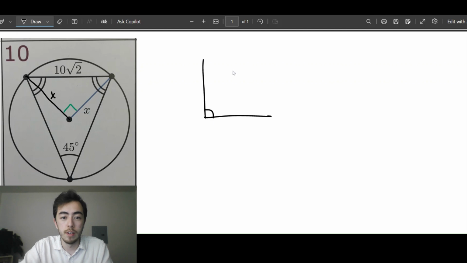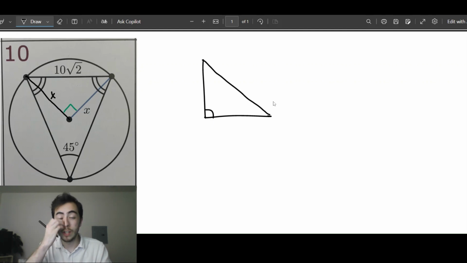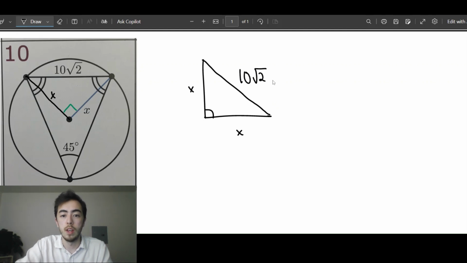And we definitely have an isosceles right triangle, right? Because these are both labeled with an X. This is labeled with a 10 root 2. And here's me just showing that definitely it's isosceles because those two angles are congruent.